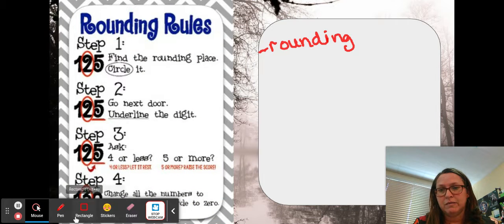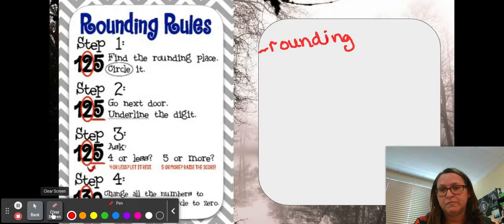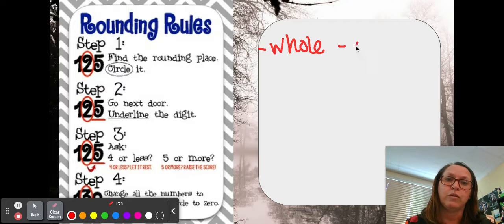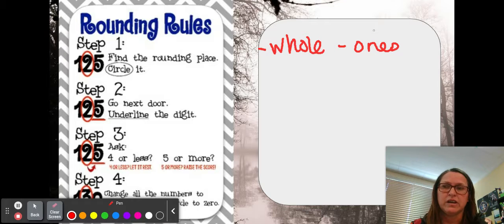So we're going to discuss for a minute how to round. I know this is something you've learned in the past, and it's just a reiteration of what you do when you're rounding. Right here they gave you an example of 125, but a couple of important things: if they ask you to round to a whole number, you are rounding to the ones place. And after that, today we're also going to be talking about how to round to the tenths place.